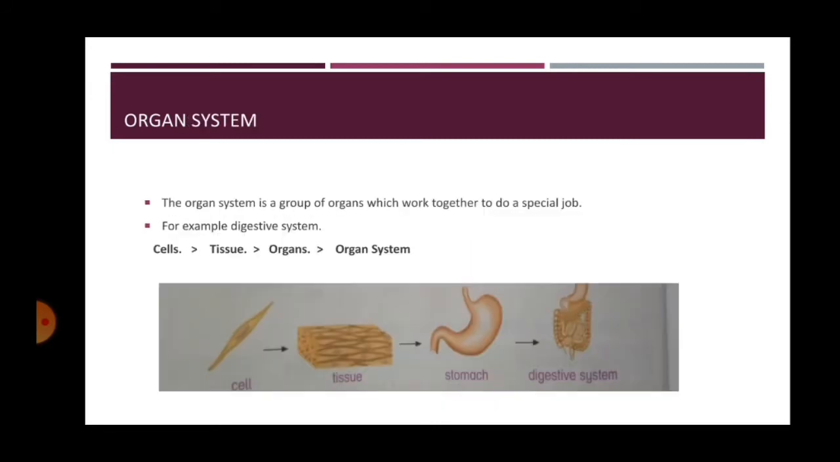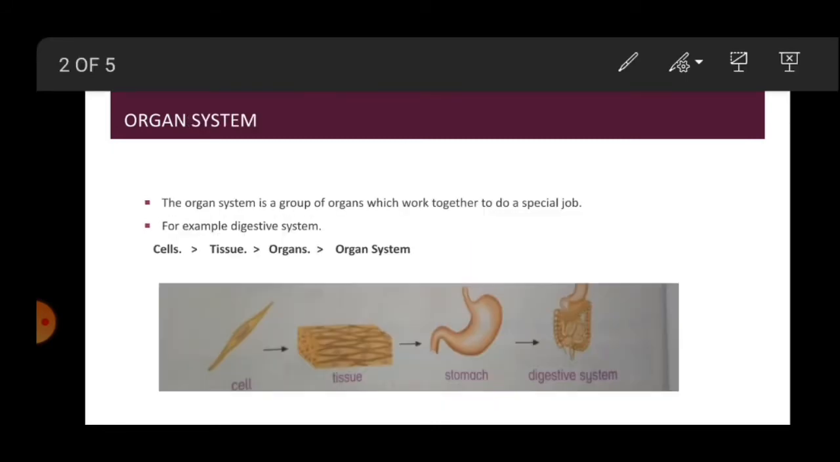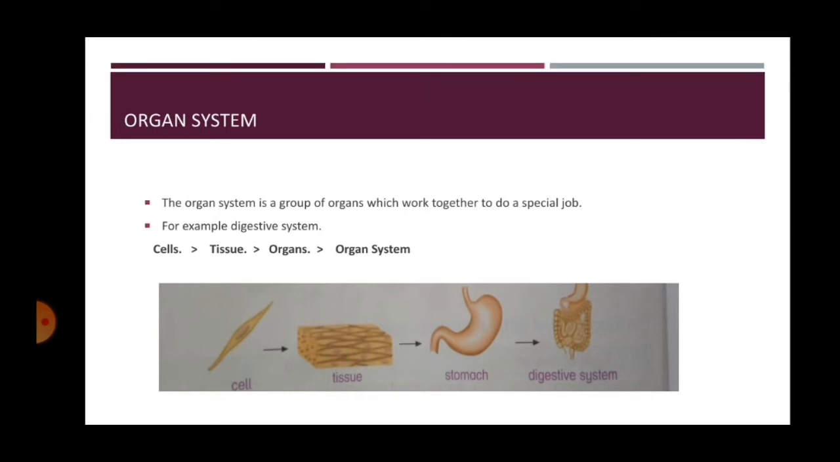Our next topic is organ system. The organ system is a group of organs which work together to do a special job. In the last topic you have learned about organs and their functions in the body. Although they have very special functions, they cannot work alone. They work with the help of other organs as a group, and this group of organs which performs a specific function is called an organ system.